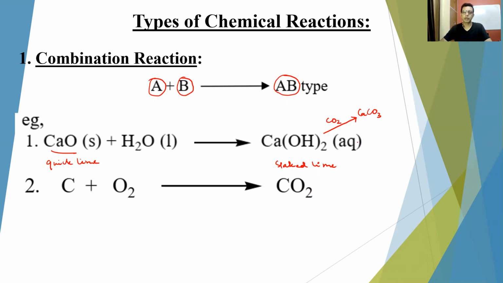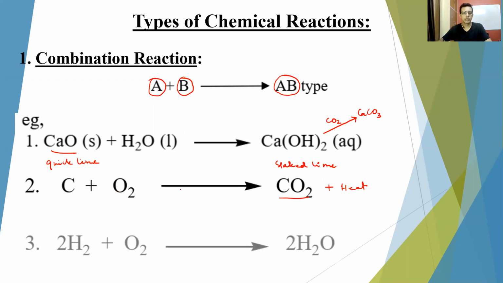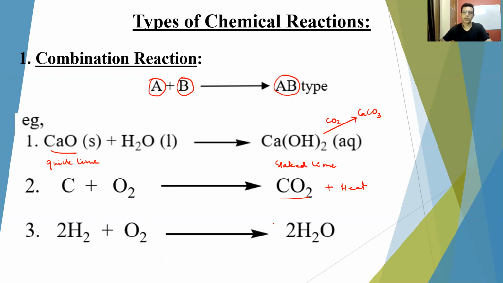So another example of combination is the burning of carbon in air. So when carbon is burnt in air, it produces carbon dioxide. And this burning reaction, this combination reaction, produces lots of heat. As a result, carbon and the compounds of carbon are used as fuels. Another example is hydrogen plus oxygen gives water. So this is also an example of combination because 2 molecules, that is hydrogen and oxygen, are combining to produce another compound, that is water.